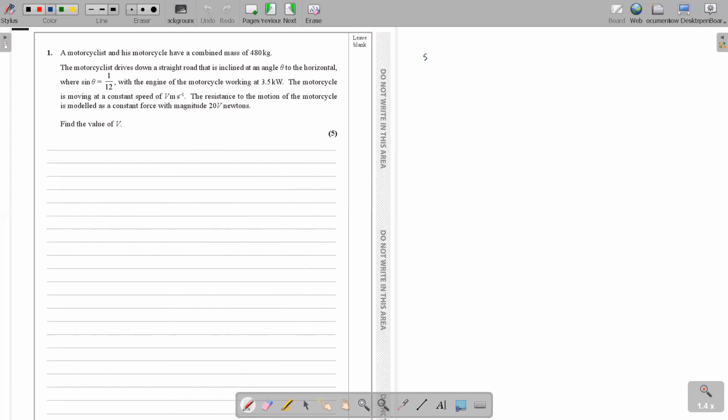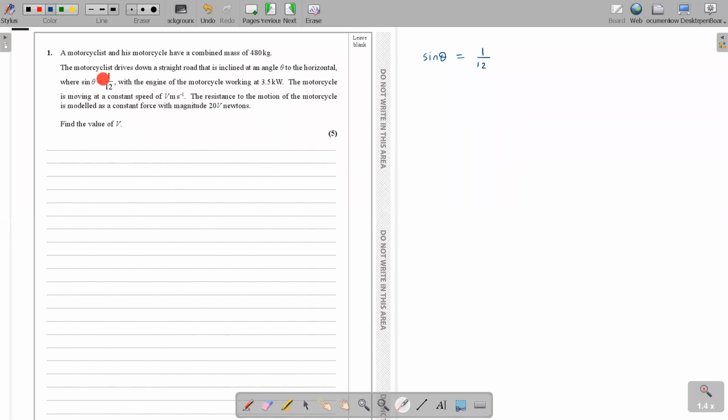No, we can get tan and cos too. Basically, I think we will be needing cos. We'll see. I don't think we need tan, because we will be taking the components, sine and cos, when we are resolving the weights. So let's draw the diagram.